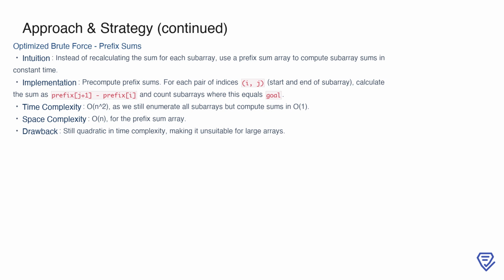This optimization reduces the time complexity to O(n squared), as we still need to check all possible subarray start and end points, but the calculation of each subarray sum is now O(1). The space complexity increases slightly to O(n), due to the storage of the prefix sum array. While this method is a significant improvement over the naive brute force approach, it is still not efficient enough for very large arrays, as the time complexity remains quadratic.